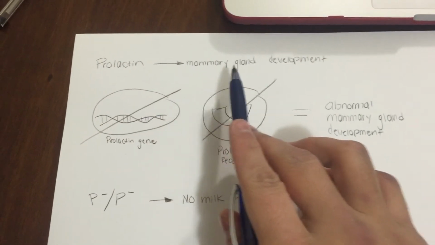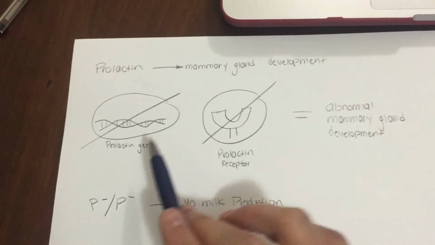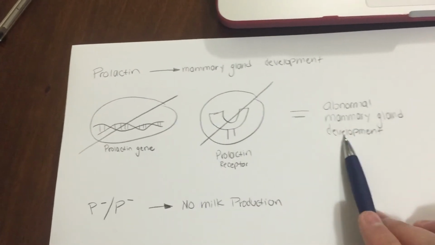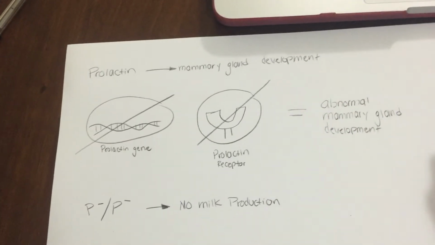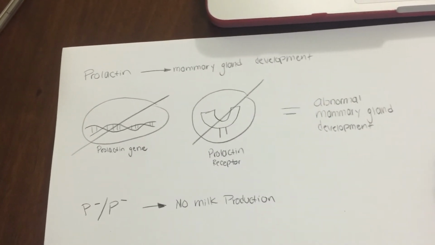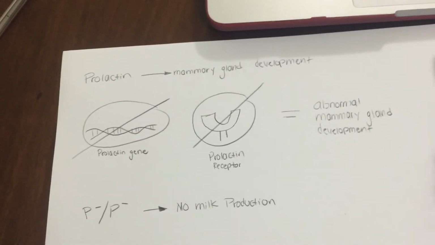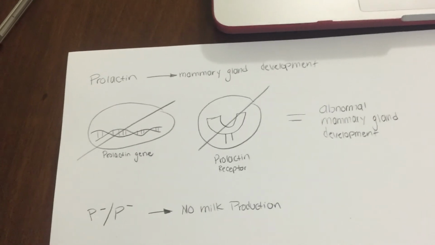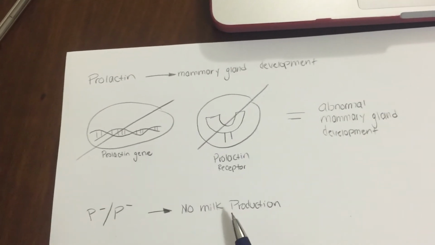Prolactin affects mammary gland development. Disrupting the prolactin gene or knockout of the prolactin receptor results in abnormal mammary gland development, which is characterized by complete absence of lobulo-alveolar units in homozygous females. Impairment of mammogenesis in homozygous mice for prolactin knockout and prolactin receptor knockout results in mice being unable to produce milk.